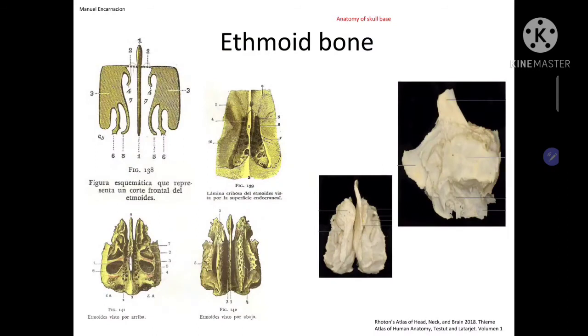So the vertical plate is divided by the horizontal plate, the lamina cribrosa, or horizontal lamina, into 2 portions. One superior, the Crista Galli, and the one inferior is the perpendicular plate, or lamina perpendicularis.